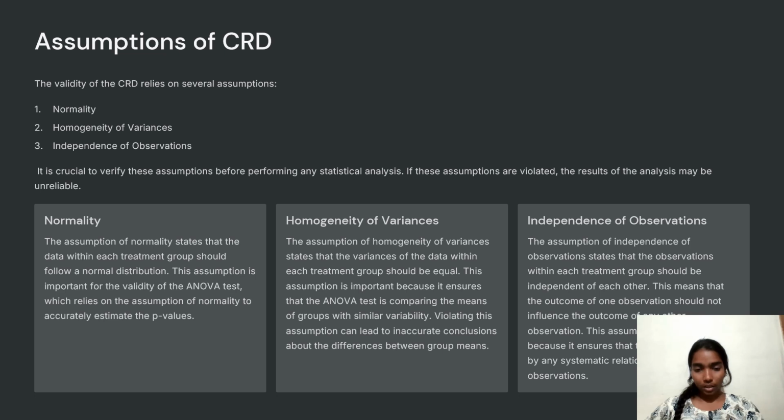Homogeneity of variance: the assumption of homogeneity of variance states that the variance of the data within each treatment group should be equal. This assumption is important because it ensures that the ANOVA test is comparing the means of groups with similar variability. Violating this assumption can lead to inaccurate conclusions about the difference between group means. Independence of observations: the assumption of independence states that the observations within each treatment group should be independent of each other.